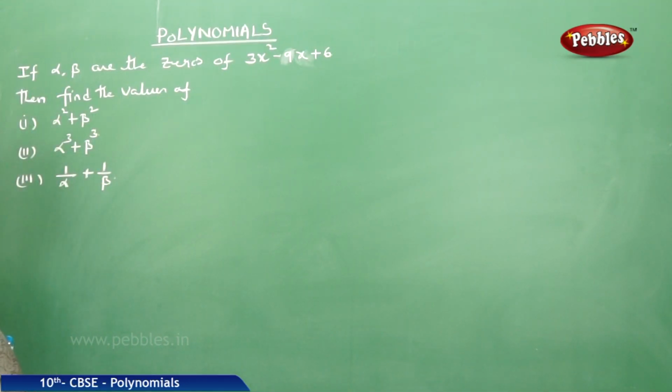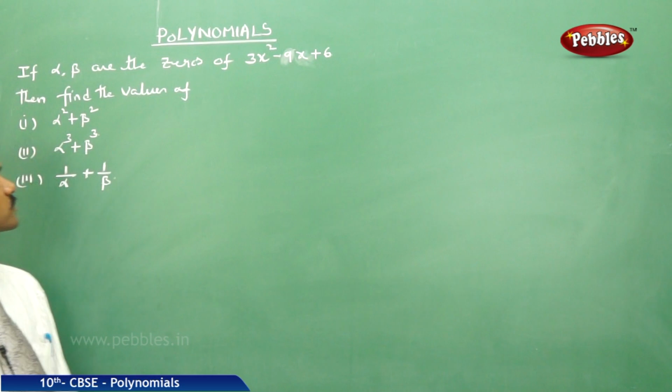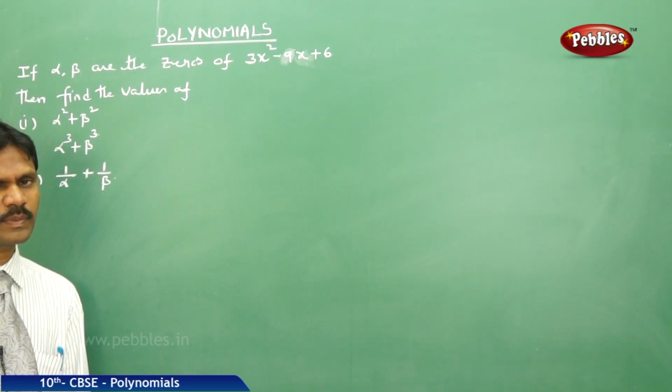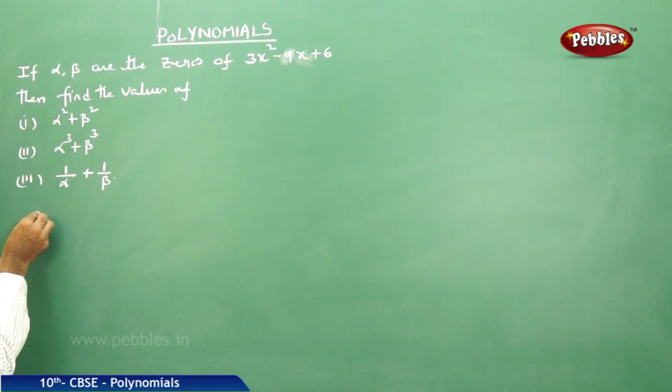Next is the question: find, if alpha comma beta are the zeros of 3x square minus 9x plus 6, the values of, here three options are given, alpha square plus beta square, alpha cube plus beta cube, and 1 by alpha plus 1 by beta. Let us see the first case.